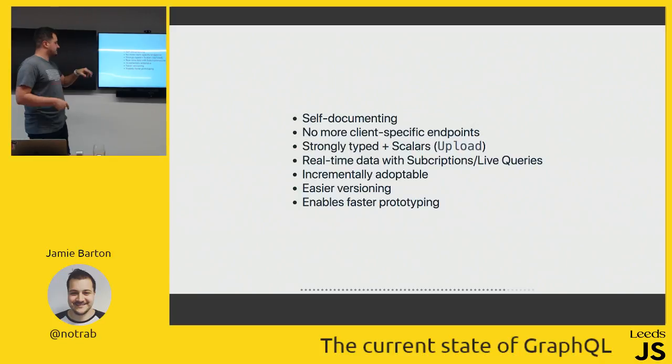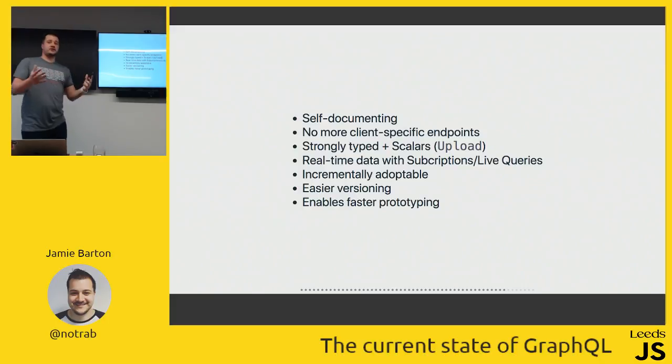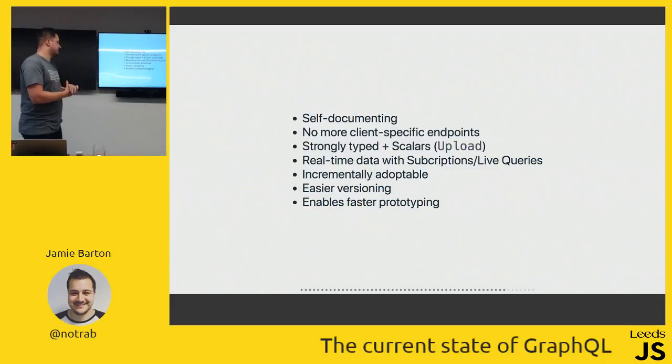And there's no more client-specific endpoints. So like I was saying before, of /post/users, you've got none of that. You've got one endpoint, and you can just request the data for the device that you need the data for.